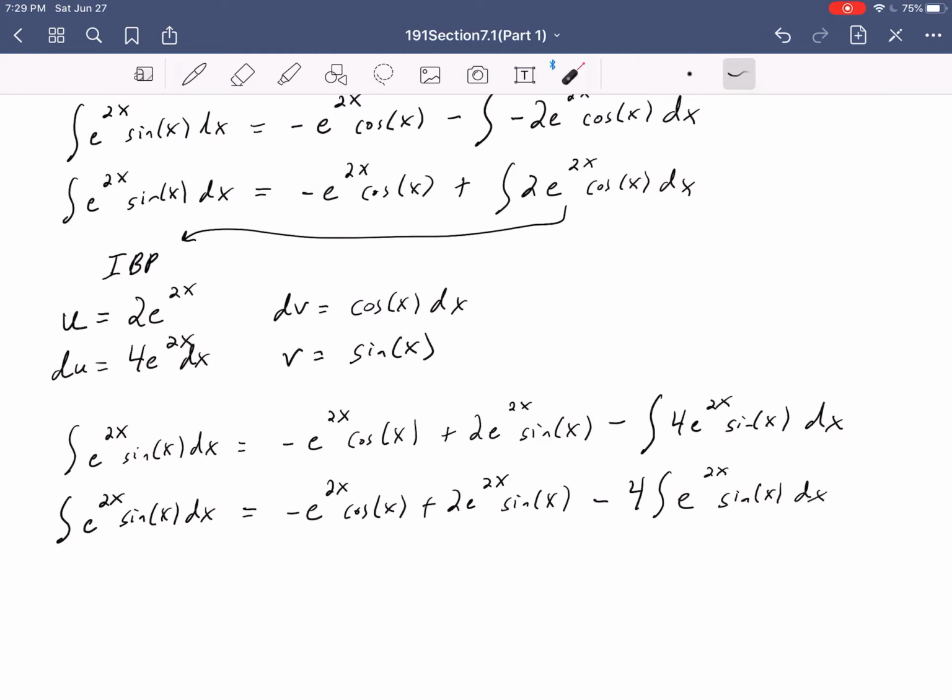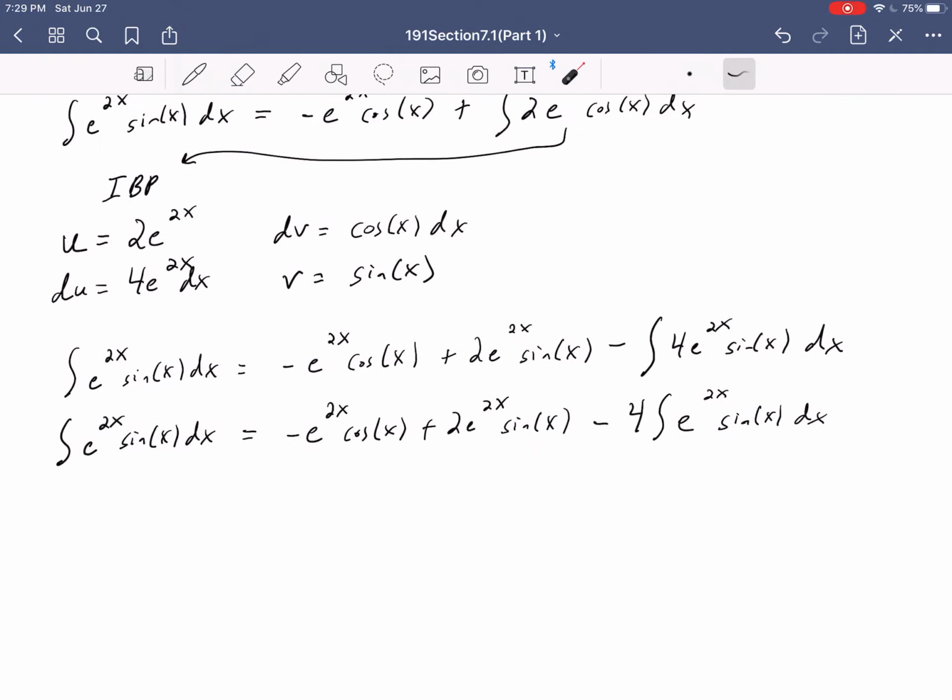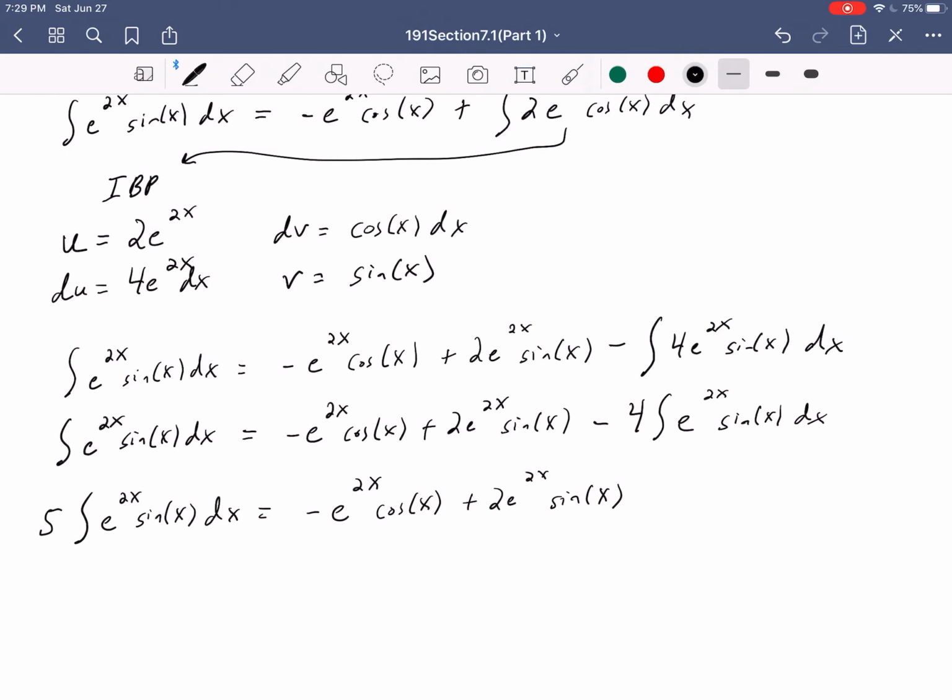And it's very interesting that this is exactly the integrand that we started with. And notice that nothing else involves an integral. So what happens if instead of trying to solve for this integral manually, what if we just bring this over to the other side? We add 4 times the integral e to the 2x sine x dx on both sides. Well, if we do that, on this side we get 5 times the integral e to the 2x sine x dx. And then on this side, we'd have this expression, which notice doesn't involve any integrals anymore.